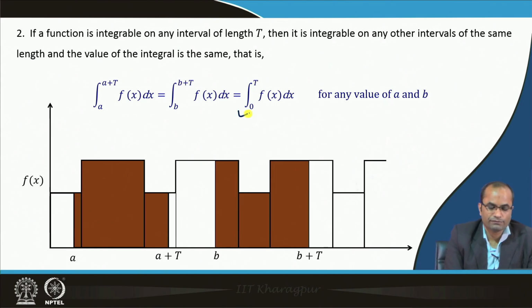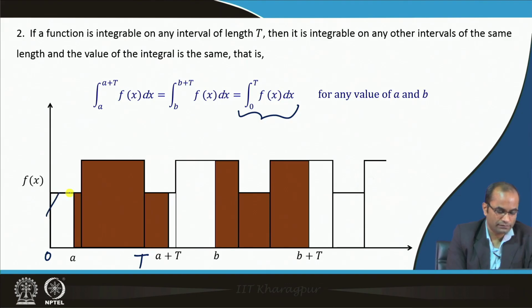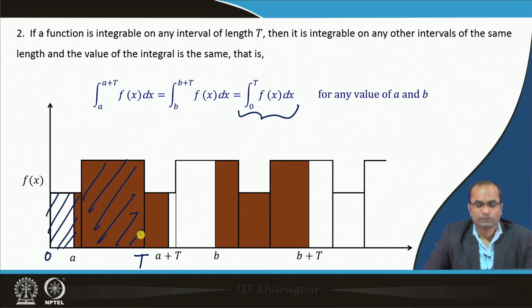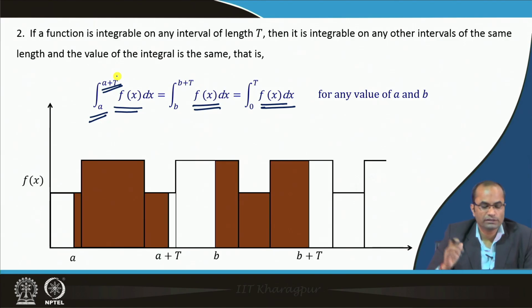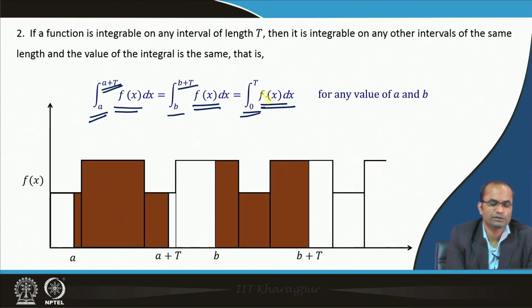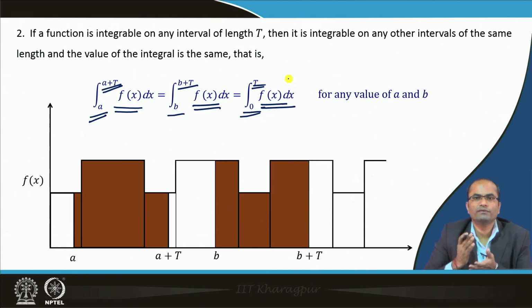which is the same as if we integrate from 0 to, for instance, this T, again the area of these two rectangles will be covered. So that is the interesting property: whenever we have a periodic function, we can integrate from any point to that point plus the period T, b to b plus T, or from 0 to 0 plus T. From any point we can start and then cover the whole period, and all those integrals will be equal.